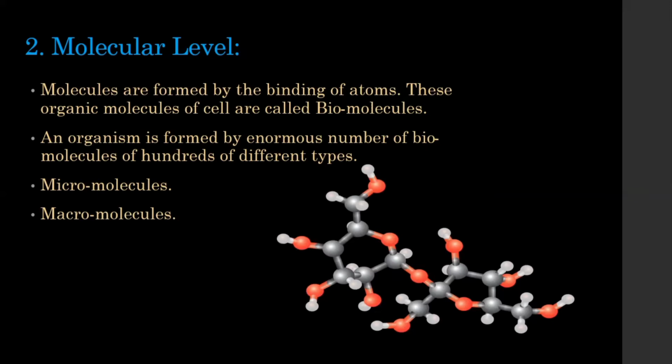Molecules are formed by the binding of atoms. These organic molecules of the cell are called biomolecules. These are constructed in great variety and complexity. They are classified as micromolecules and macromolecules. Micromolecules are with low molecular weight, for example, glucose, water, etc. And macromolecules are with high molecular weight, for example, starch, proteins, lipids, etc. This is the second level of organization.